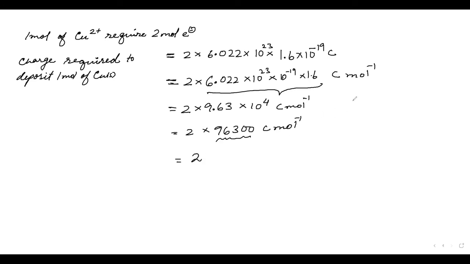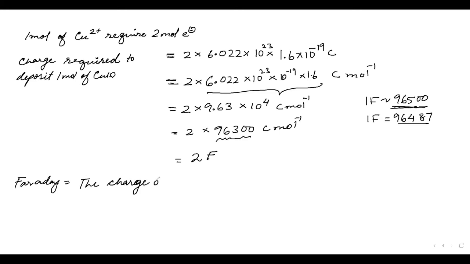What is 1 Faraday? 1 Faraday is approximately equal to how much? 96500. That you calculated 96300, no? The exact value for 1 Faraday is 96487 coulombs. We approximate it to 96500. So this is 2F. And what is F here? F is equal to 1 Faraday. A Faraday is equal to the charge on 1 mole of electrons.